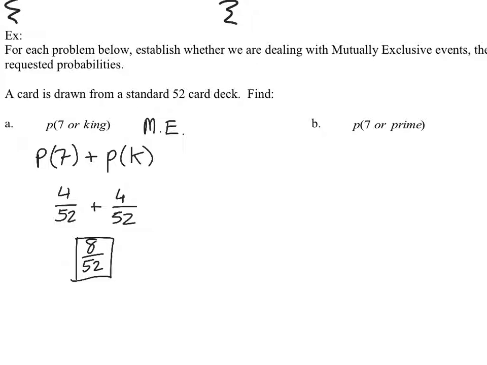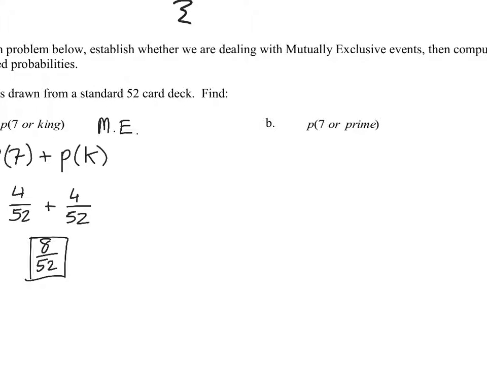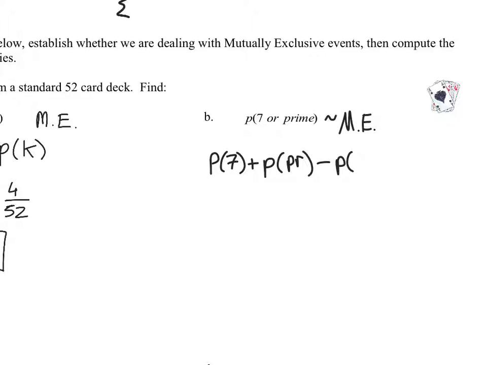All right, now what about 7 or prime? Can you have a set of values that are 7 and prime at the same time? Yeah. So this is not, so a little tilde symbol there, not mutually exclusive. So what I'd have to do is find the probability of getting a 7 plus the probability of getting a prime minus the probability of getting a 7 and a prime at the same time.